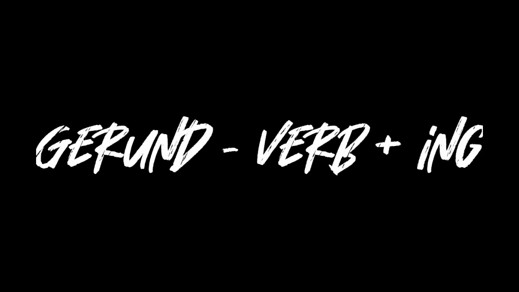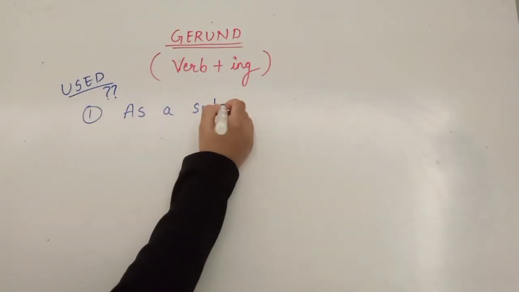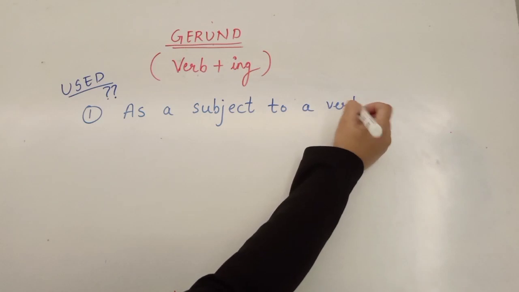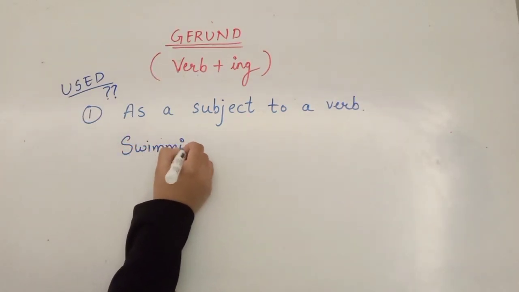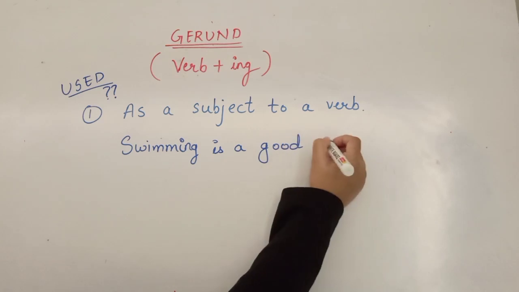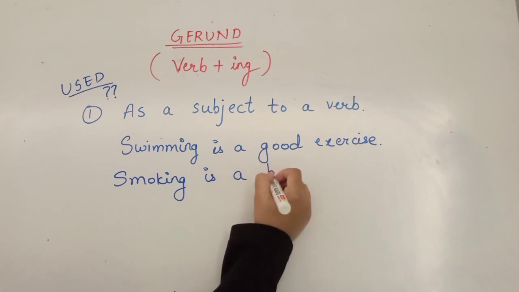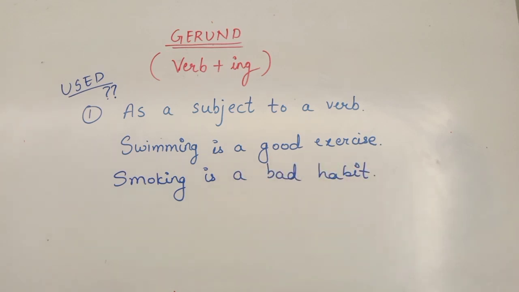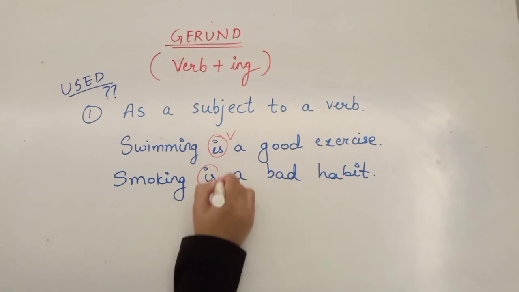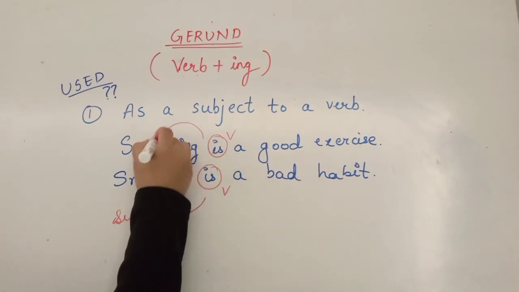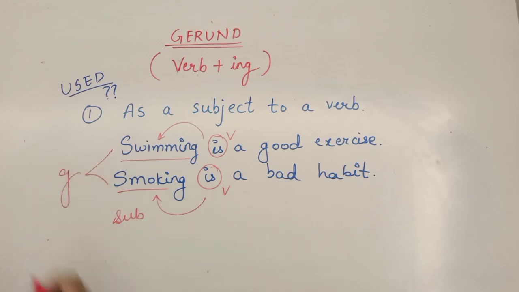Gerund is the form of non-finites in which we take the first form of verb with ing. And let's see how it is used in different sentences. The first use of gerund is as a subject to a verb. Let's look at some examples. The first example is, swimming is a good exercise and smoking is a bad habit. Here you can see that with ing, swimming and smoking both are gerunds, whereas is is the verb. So swimming and smoking are acting as the subject to verbs.